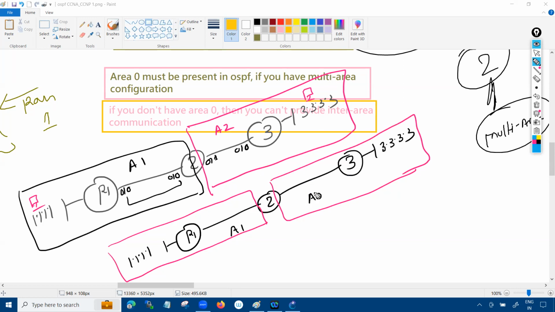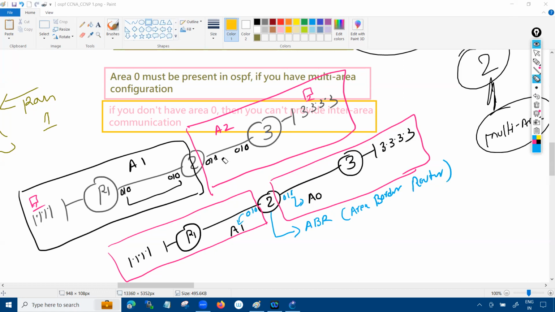So when area 0 comes into the picture, this router behaves like a border router, known as an Area Border Router, ABR. An ABR comes into the picture when your router has connectivity with area 0. So one interface of this router is a part of area number 1, and another interface is a part of area number 0. If one router has multiple interfaces and any one of the interfaces is a part of area 0, it doesn't matter whether it's physical or loopback.